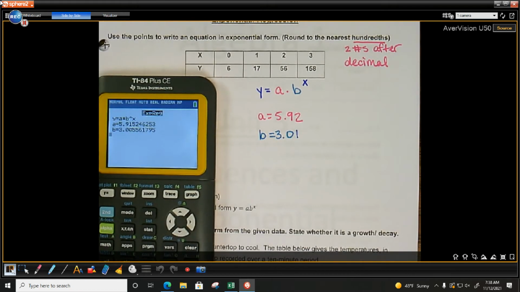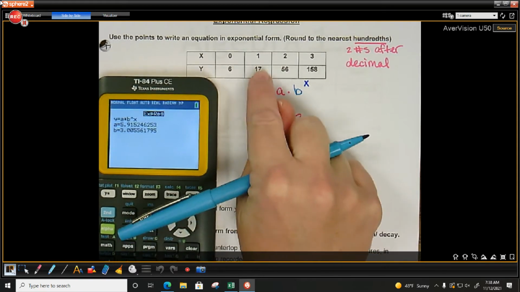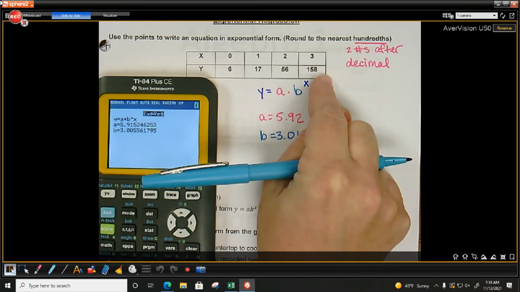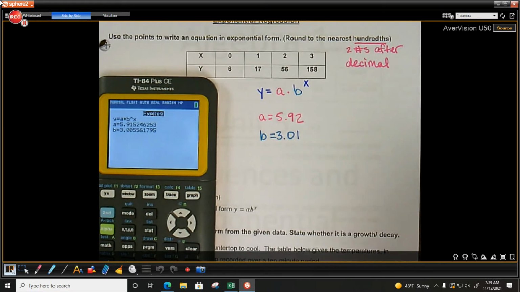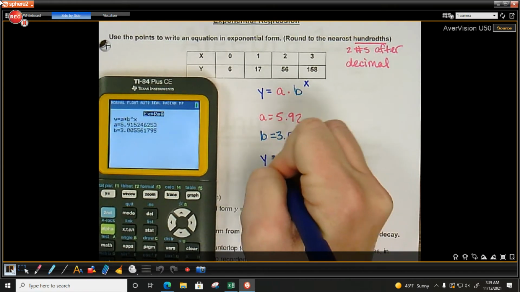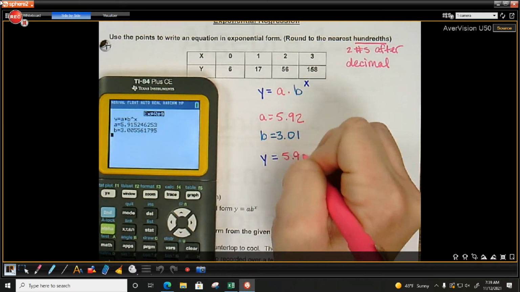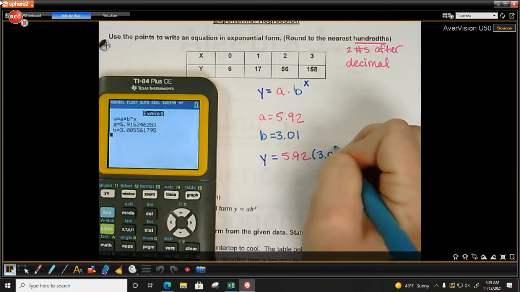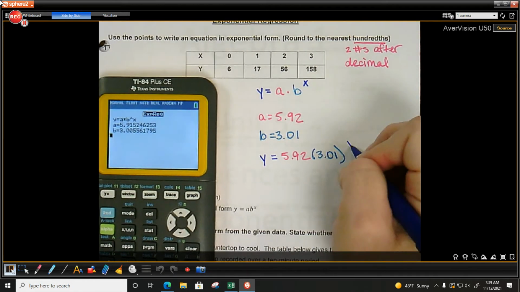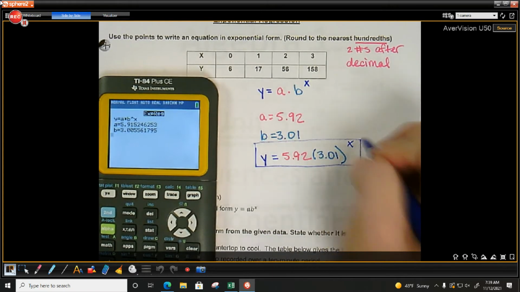So do I now have my A and my B? Is my B bigger than 1, guys? What do I notice about my Y values? They're growing, right? They're getting larger. So this should be an example of exponential growth. So then Y equals A times B to the X power. There is your exponential growth equation.